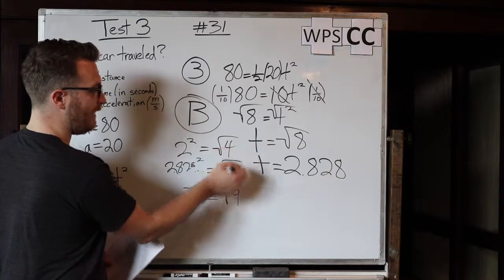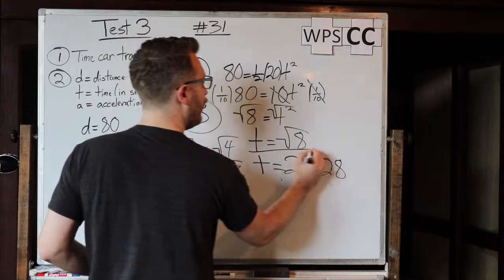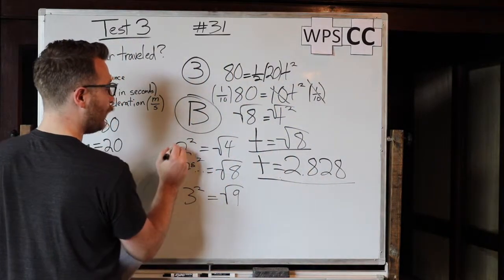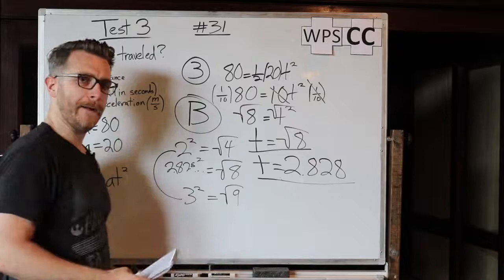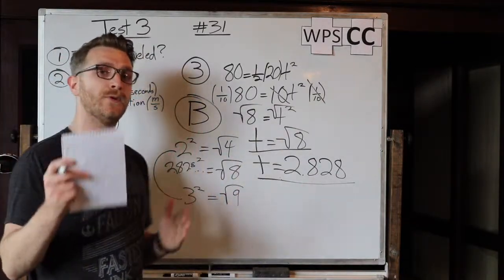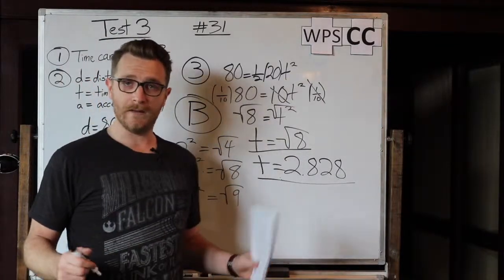This being between 4 and 9, I know that this number, the square root of 8, or represented by this number with a decimal, will be between 2 and 3. Isn't that nice? They didn't make you give the exact number, just between what 2 whole numbers that number exists. The answer is B. Great job.